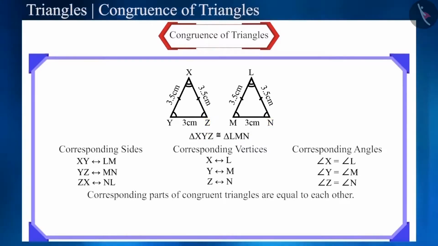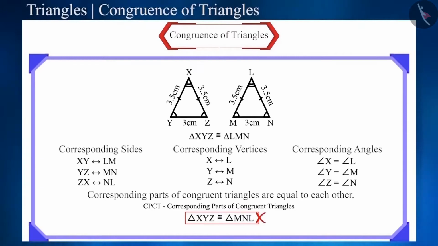Friends, from this we can conclude that the corresponding parts of congruent triangles are equal to each other. We abbreviate it as CPCT, that is, corresponding parts of congruent triangles. Note an important point here, that triangle XYZ is congruent to triangle LMN. But if we write this as triangle XYZ is congruent to triangle MNL, then it would be wrong because there is a one-to-one correspondence between both the triangles.